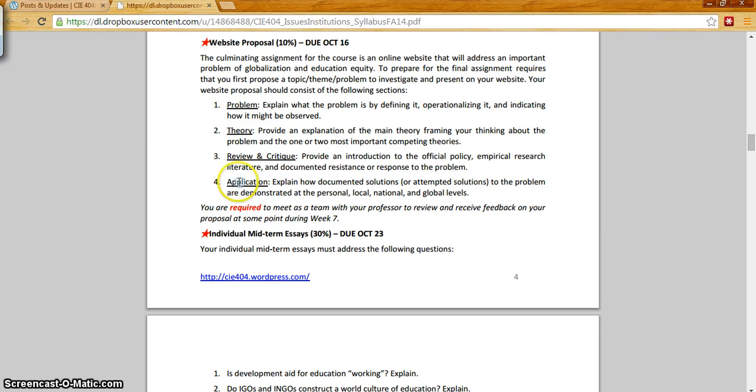And then application. Explain how your documented solutions or attempted solutions to the problem are demonstrated or can be demonstrated at a personal level, at a local level, at a national level, and at a global level. And if you feel that there's only one level that your issue is actually relevant to, or if there are a couple that wouldn't be appropriate, we can discuss that. But think about how real solutions or the idea for solutions could be linked to the problem or issue that you have defined. All right, so that's your website proposal.